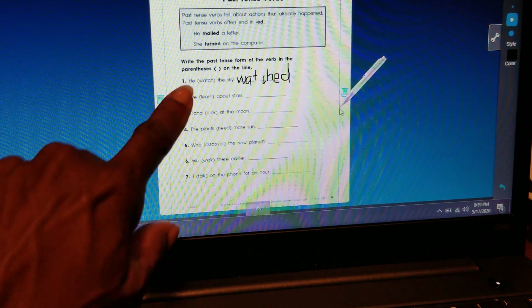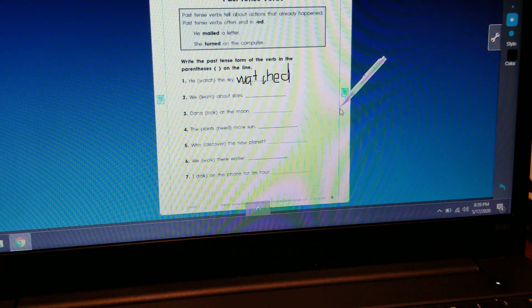Okay, I think I've given you enough examples for you to be able to successfully complete the rest of this page. Boys and girls, keep up the hard work. You are doing a great job.